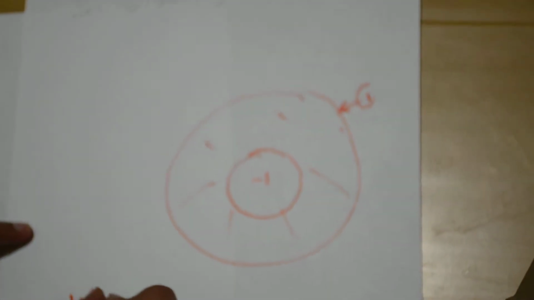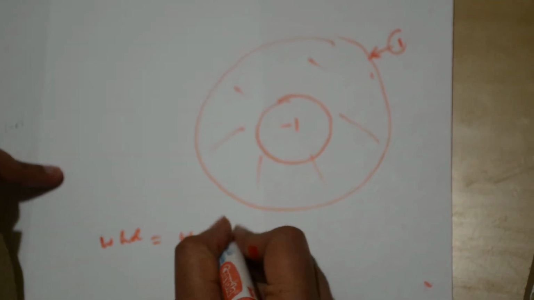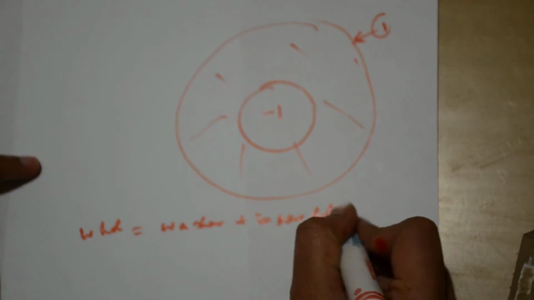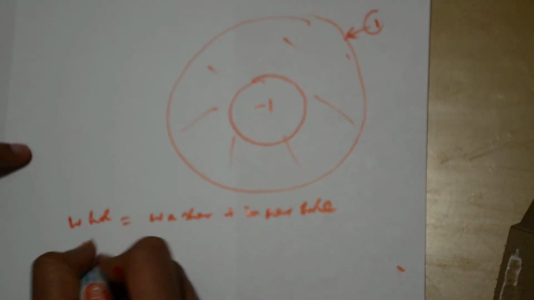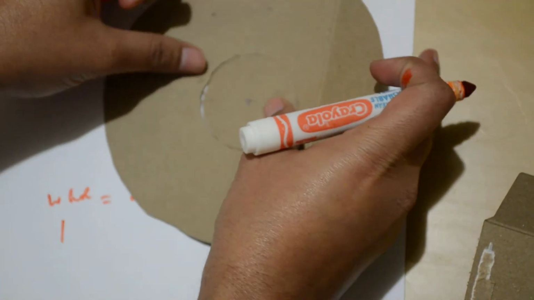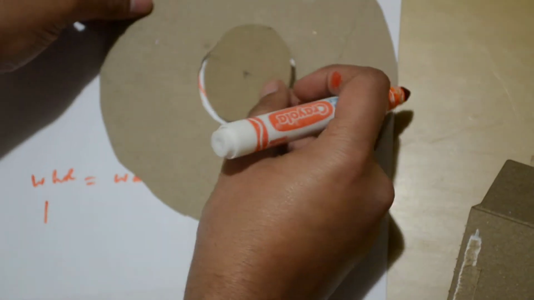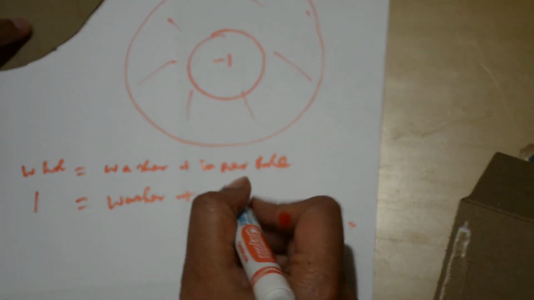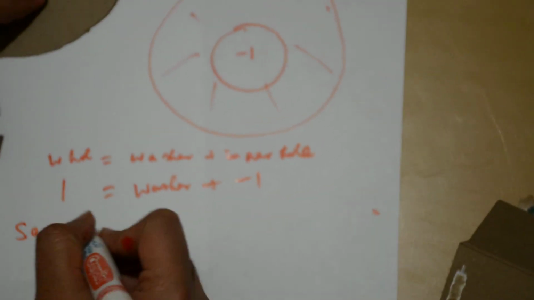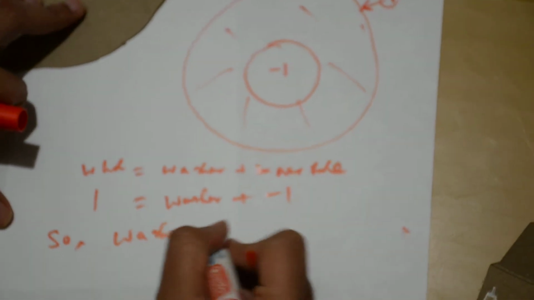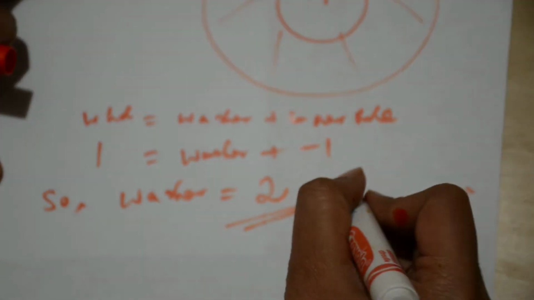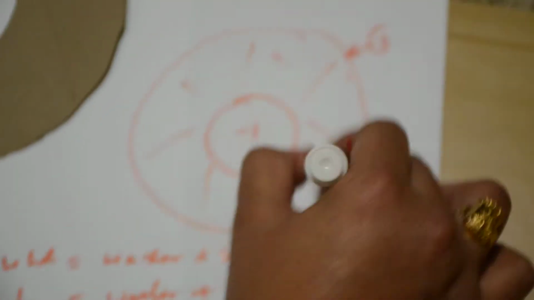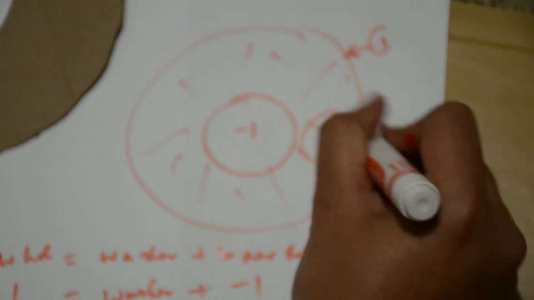If this whole equals washer plus inner hole, this hole is actually 1. There isn't anything, this hole is 1. On the inside there is a hole, so there is a darkness. So washer plus minus 1. So washer is equal to 1 minus of minus 1, that is 2. So this shaded area, the washer area, is actually 2.